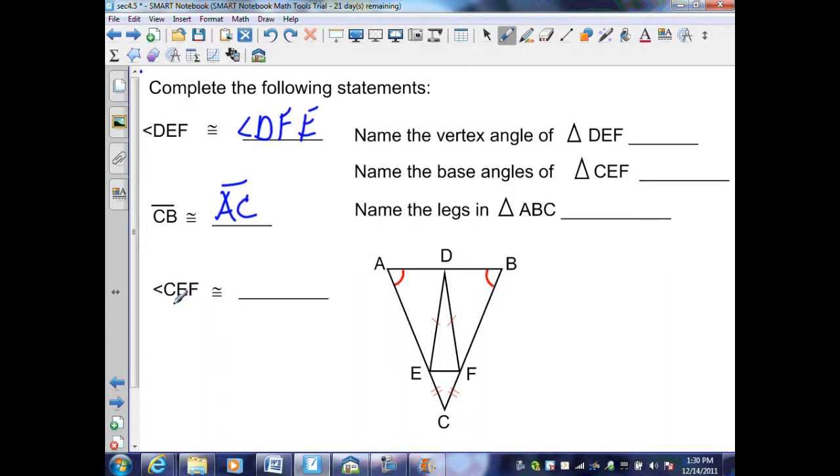Angle CEF. CEF is in the top triangle of CEF, and I know that that is an isosceles triangle because of the double tick marks. And I know from the isosceles triangle theorem, the opposite angles are congruent. Therefore, the angle CEF is congruent to CFE.